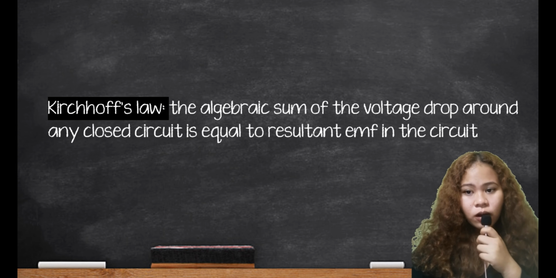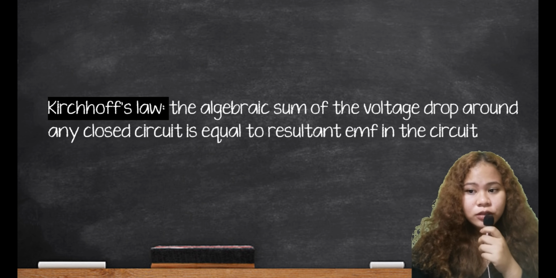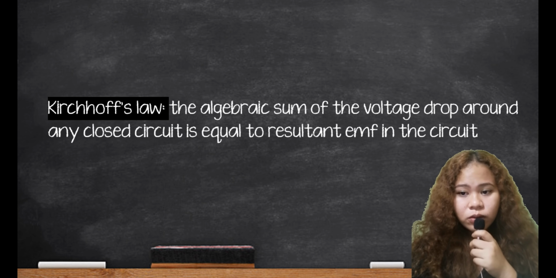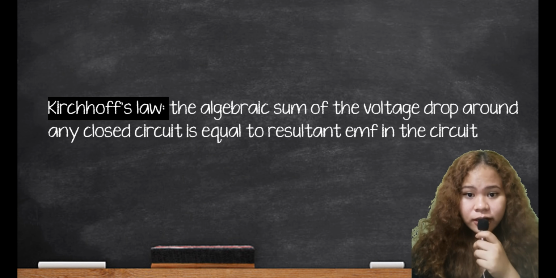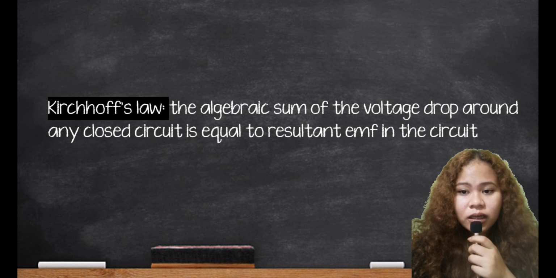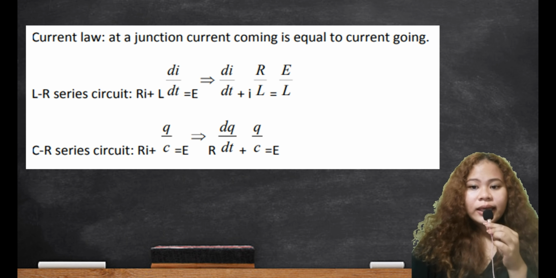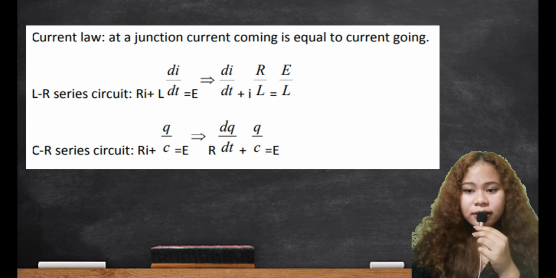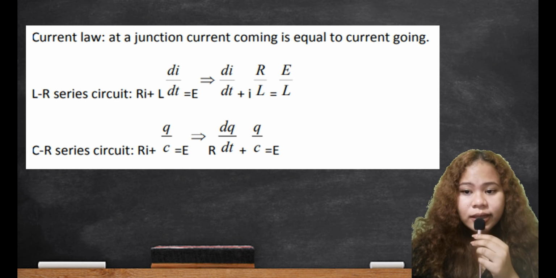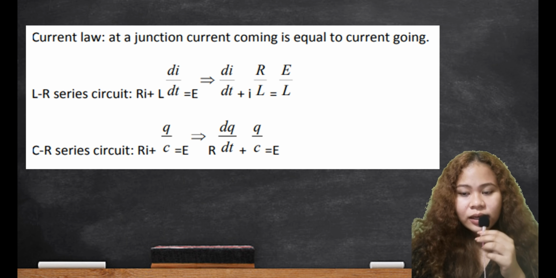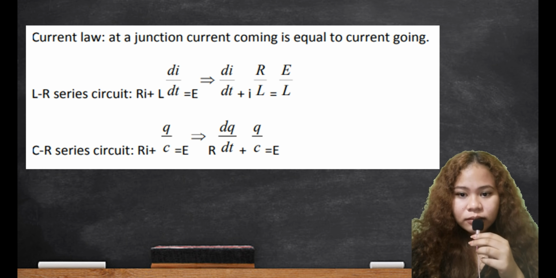In Kirchhoff's law, the algebraic sum of the voltage drops around any closed circuit is equal to the resultant EMF in the circuit. Using the current law, at a junction, current coming in is equal to current going out. In an LR series circuit, R times i plus L times di over dt is equal to E. This will give us di over dt plus i times R over L is equal to E over L.